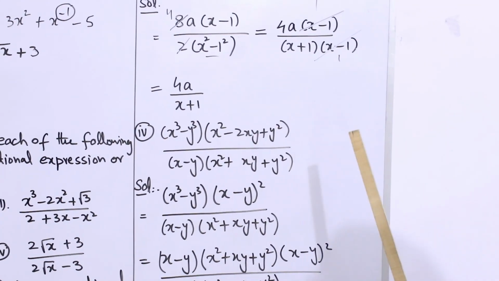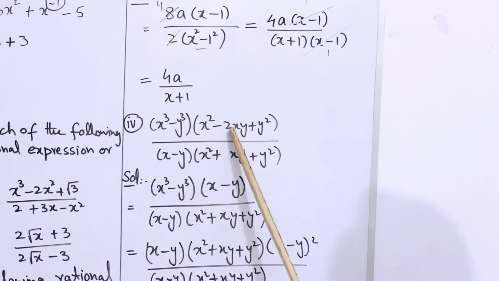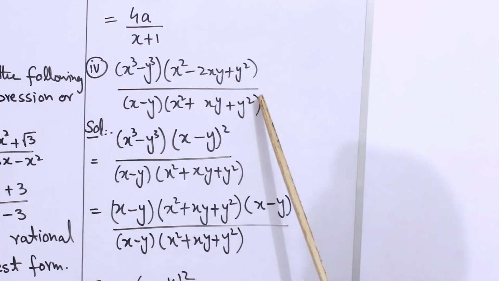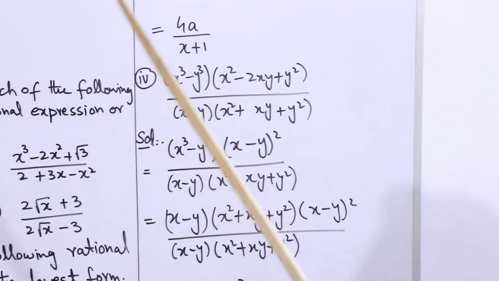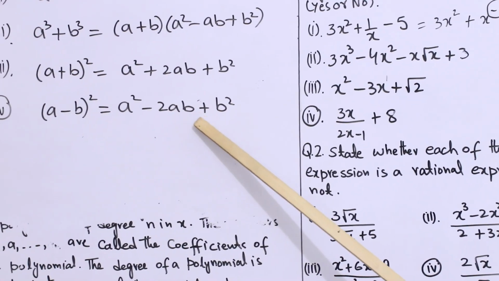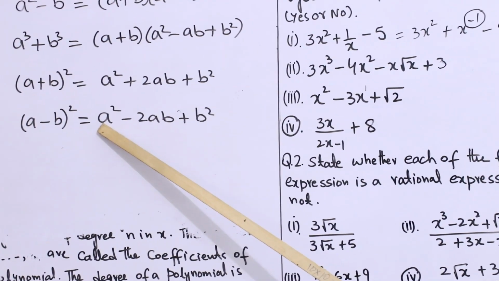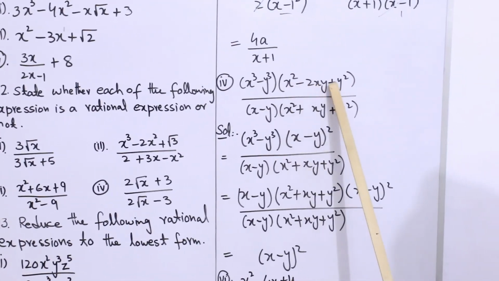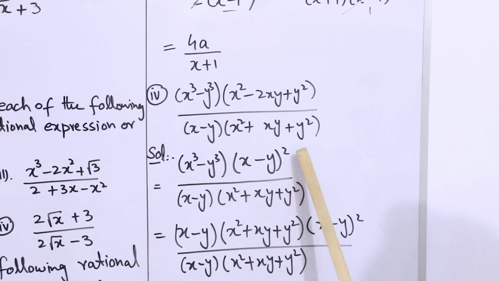Part 4, we have to simplify this. x cube minus y cube, x square minus 2xy plus y square, x minus y, x square plus xy plus y square. So here one thing is clear: from a square minus 2ab plus b square, if we replace a with x and y with b, we have this term. So this term can be written as x minus y whole square.